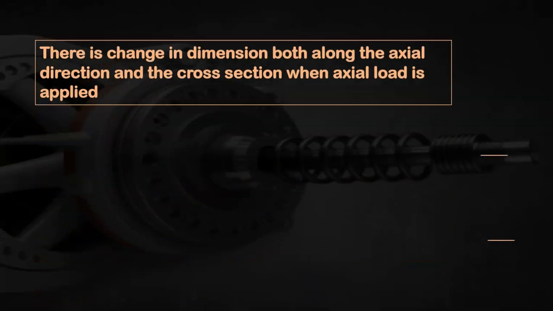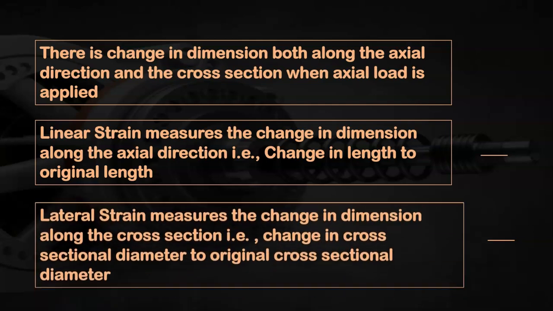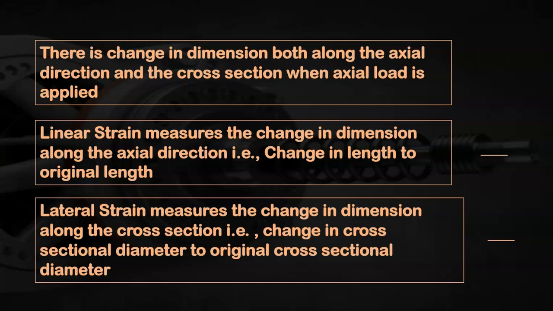Hence, there is a change in dimension both along the axial direction and the cross section when axial load is applied. Linear strain measures the change in dimension along the axial direction, that is, change in length to original length. Lateral strain measures the change in dimension along the cross section, that is, change in cross sectional diameter to original cross sectional diameter. So linear strain equals delta L by L, lateral strain equals delta D by D.